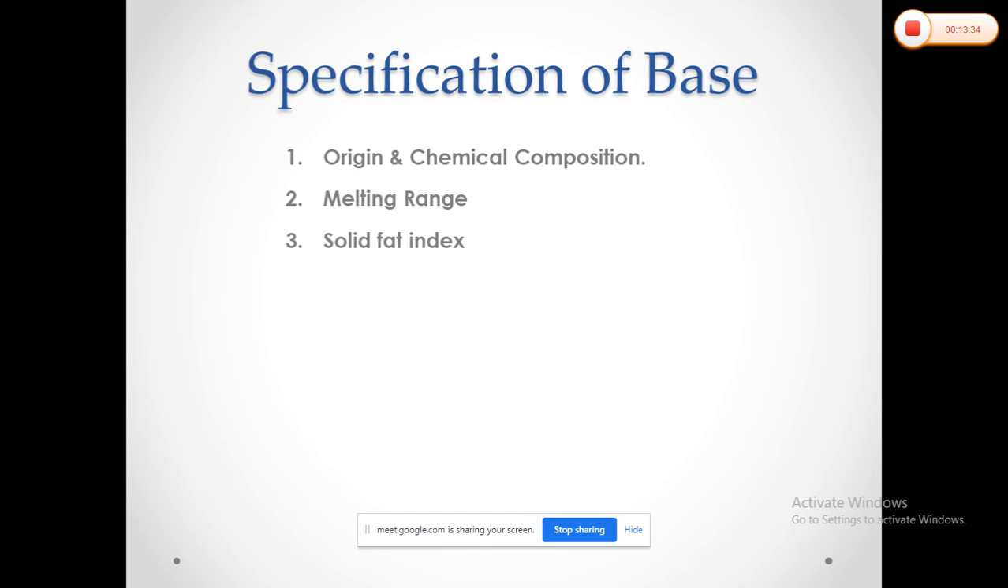The solid fat index curve must be sharp if you have to use that particular base. So from this particular solid fat index, we can determine the molding characteristics of our base.